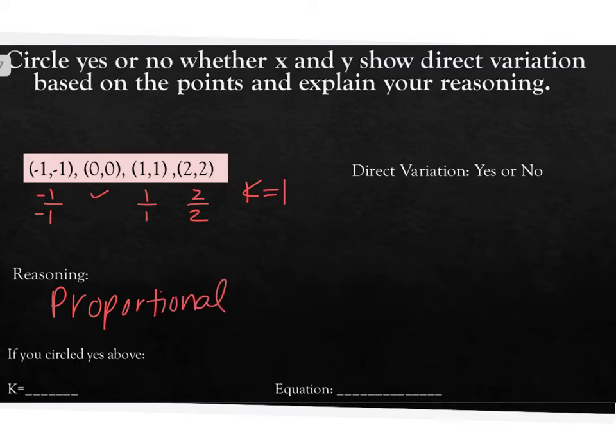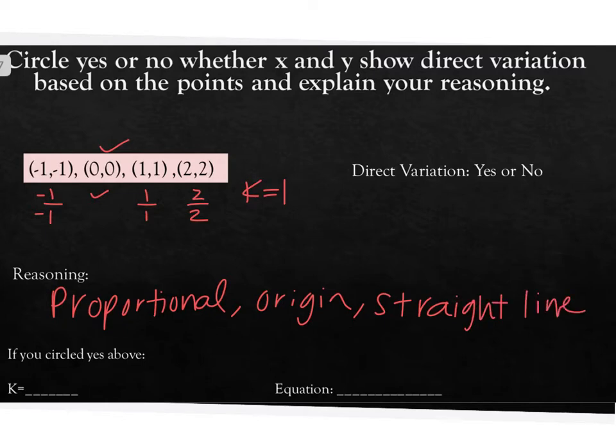So I'm going to add that to my reasoning here. Now, does it go through the origin? Absolutely it does. So it goes through origin. And the last thing, is it a straight line? Now, if you were to plot this on a graph, it is a straight line. So yes, this is a straight line. So that would also be reasoning. I'm not going to show that here because we don't have time, but that would definitely graph straight. So this is a yes, direct variation: it's proportional, it goes through the origin, and it's a straight line.